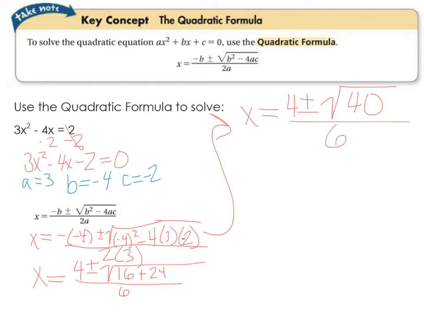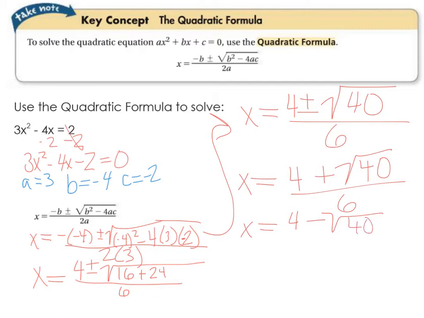If we want an exact answer, we would take our square root and simplify it. If we want approximate answers, we will do 4 plus the square root of 40 over 6 and 4 minus the square root of 40 over 6. So our x's will be approximately 1.72 and negative 0.39.